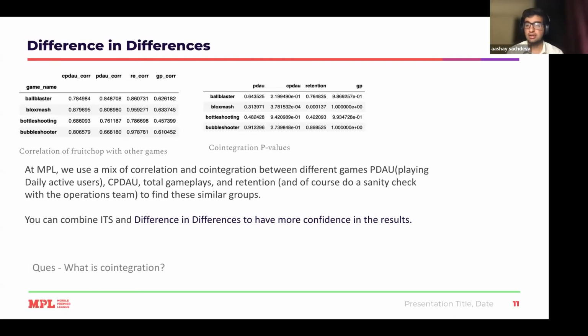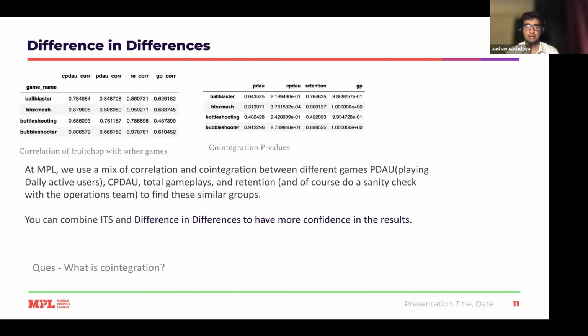Then the second is we see correlations of metrics like CPDAU, which is what we call a cash playing daily active user, who invests in the platform and plays the game. Then there is PDAU, which is users who just play a game with or without money. GP means number of games played in a day, correlation between the series. And RE stands for retention, how the D1 retention looks. Once you have this information, the other thing we can do is check for co-integration. I'll talk about co-integration and keep it as an open question. We check for co-integration between these series as well.